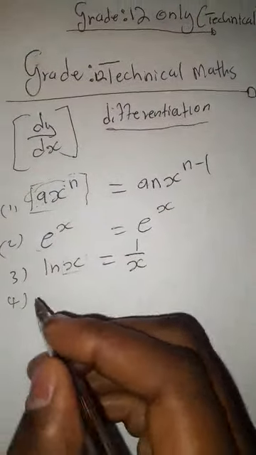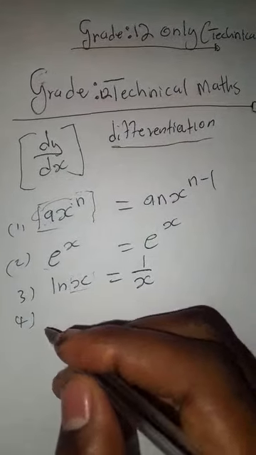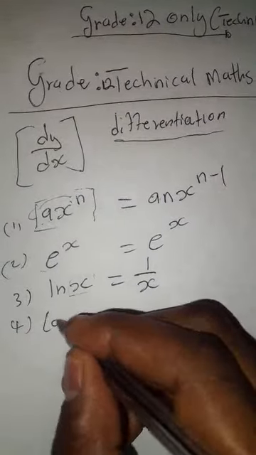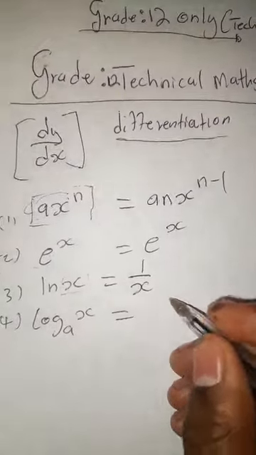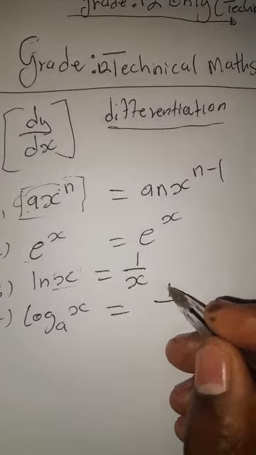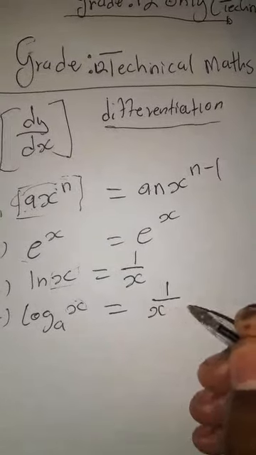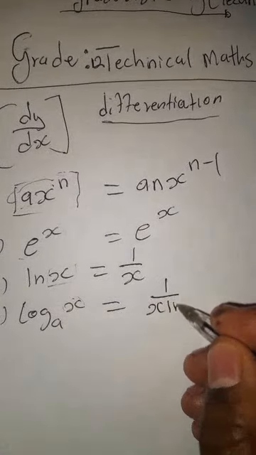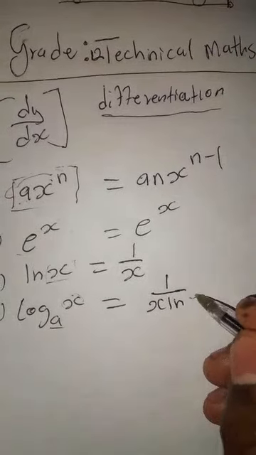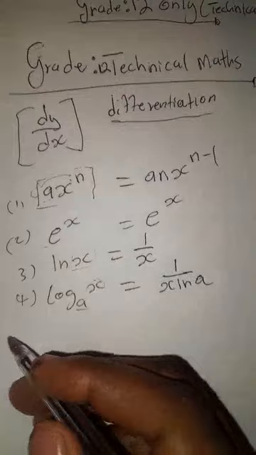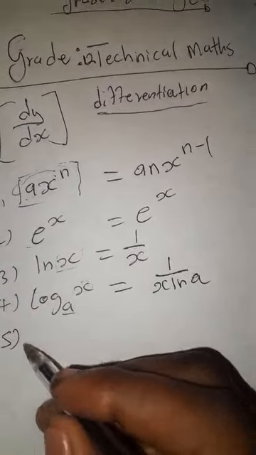Let's check number 4. What is important for you to know is that when you're given a log function, it will be 1 over, but here you take what is on the front and put it in the denominator, then you multiply it by ln, and here you put the base, which is a. Then what is the fifth? Let's check again, that is important for you to know.